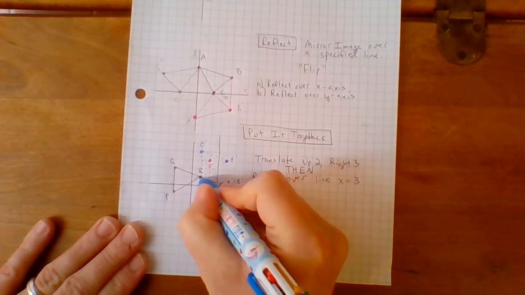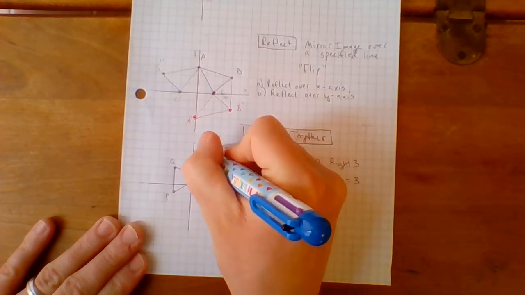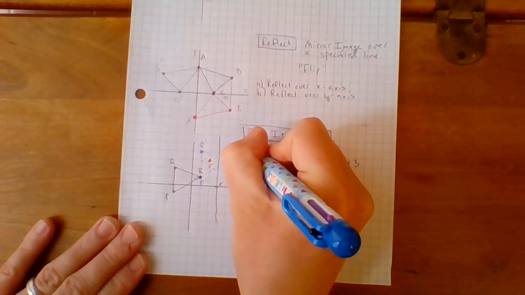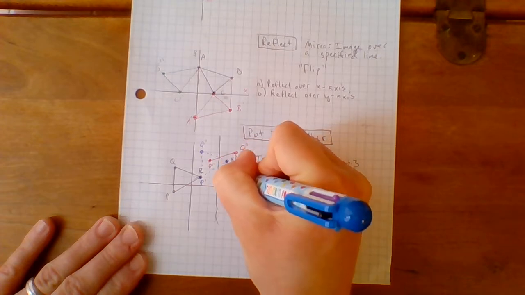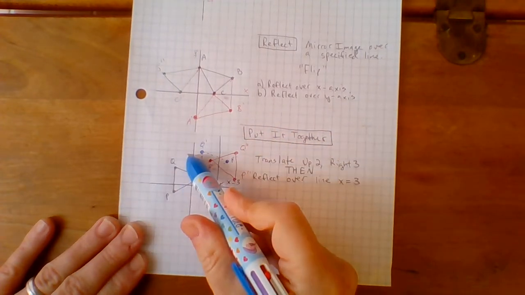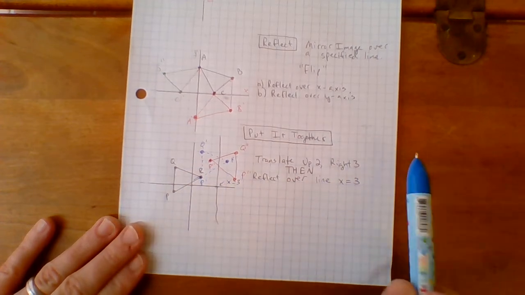This P goes from 2 units to the right to 2 units to the left. So there's the new P. And then Q, same thing, jumps over here. And so then this final image is the one that's in red. We shifted it up 2 and right 3, and then we flipped it over that line x equals 3.